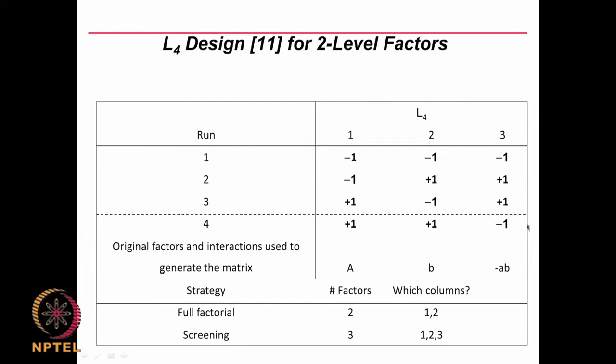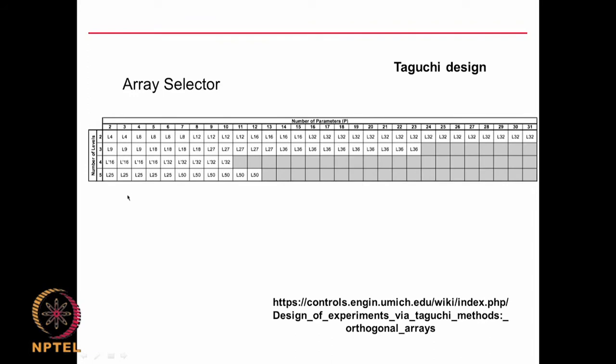As you can see, L4 has 4 runs, so we can pick this up. We can pick up columns 1 and 2 for A, and suppose I have 2 variables, I can do these 2. If I have 3 parameters also I can take this up, so this will become like a confounding. Do you understand?